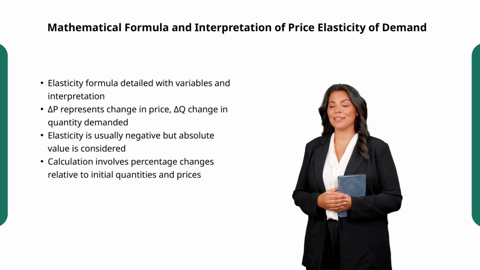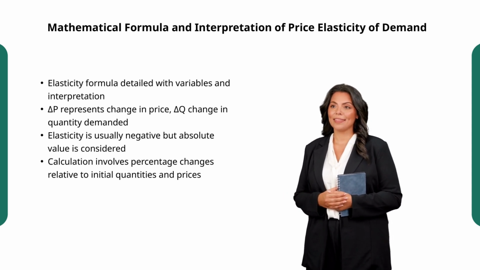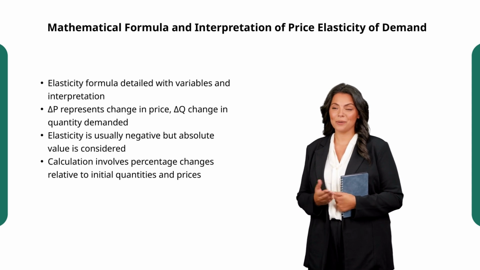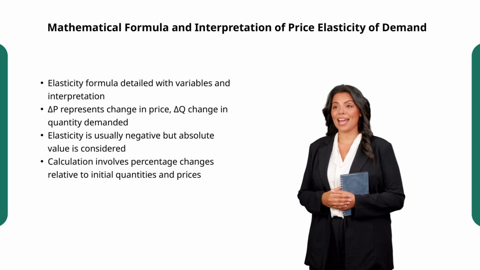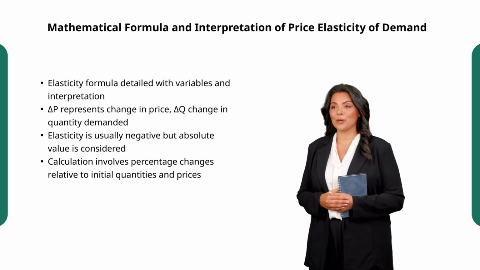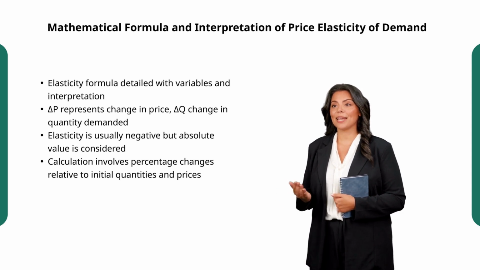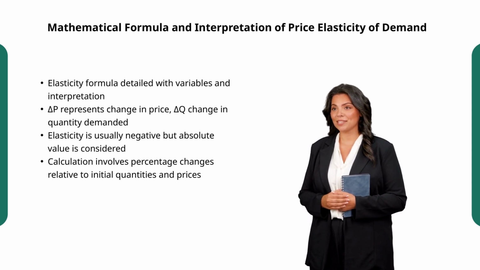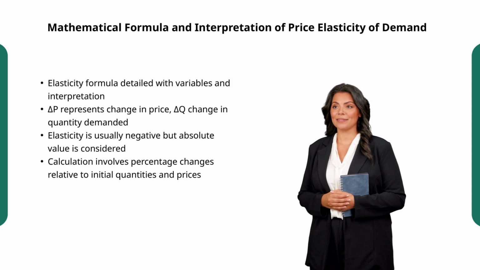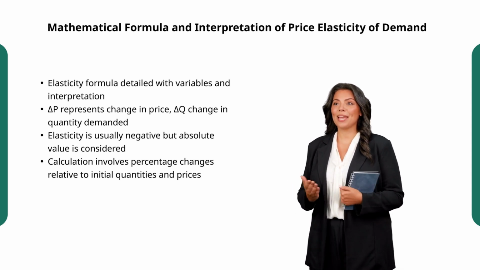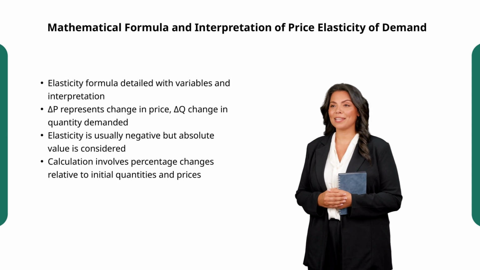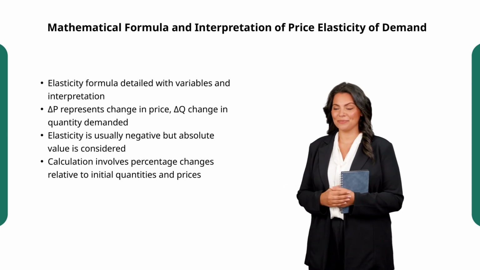One important point is that because of the law of demand, quantity demanded moves opposite to price, making elasticity negative. But for ease, economists talk about the absolute value, ignoring the minus sign. Think about this carefully. If a good's price rises by 20% and quantity demanded falls by 10%, the elasticity will be 0.5, a number less than 1, indicating demand is less responsive to price changes.